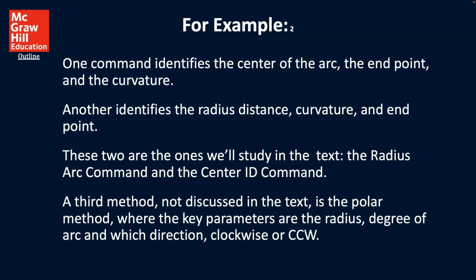Each of these 3 methods supplies a combination of key parameters so the others are automatically known. One command identifies the center of the arc, the endpoint, and the curvature. Another identifies the radius distance, curvature, and endpoint. These 2 are the ones we'll study in the text: the radius arc command and the center ID command. A third method not discussed in the text is the polar method, where the key parameters are the radius, degree of arc, and which direction, either clockwise or counterclockwise.